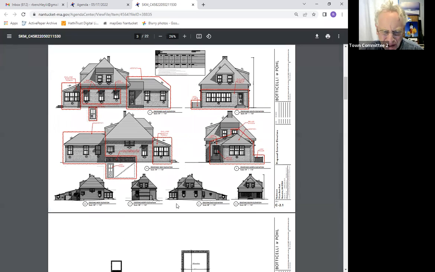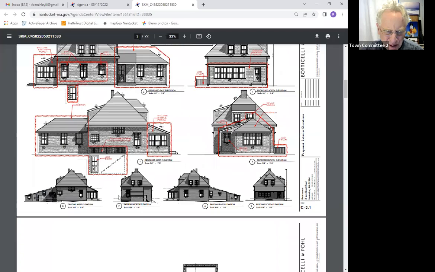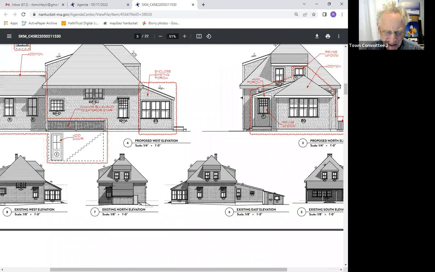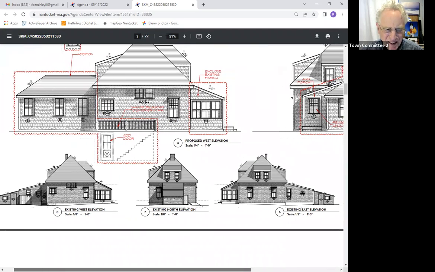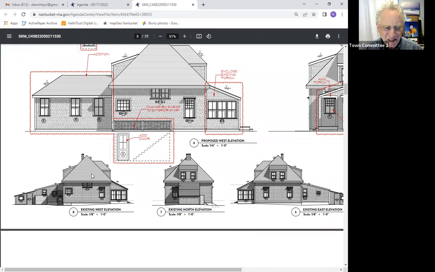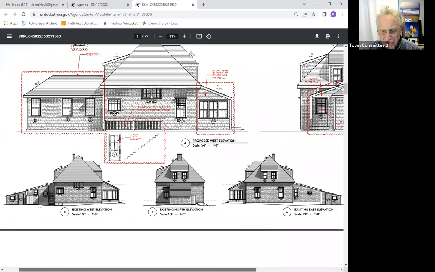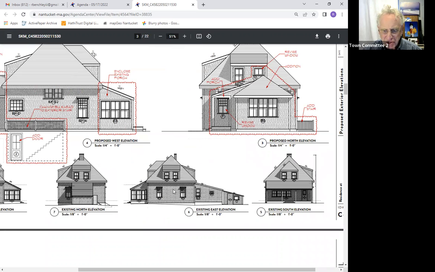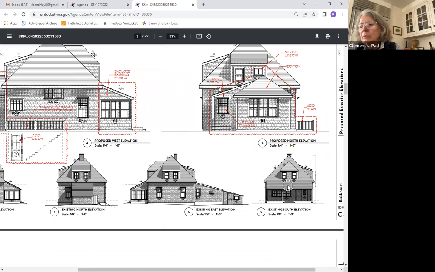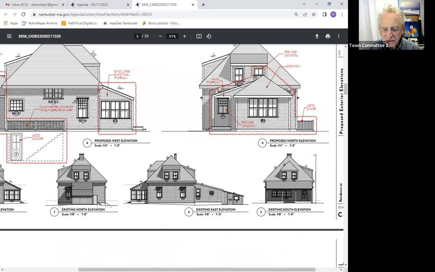So here are the elevations. I'm going to zoom in a little bit on the existing. The west being on the left side, moving to the right, there's the north. There's the east, which faces Low Beach Road. No, it does not. The south does. I'm sorry, yes, the south over here on the right.